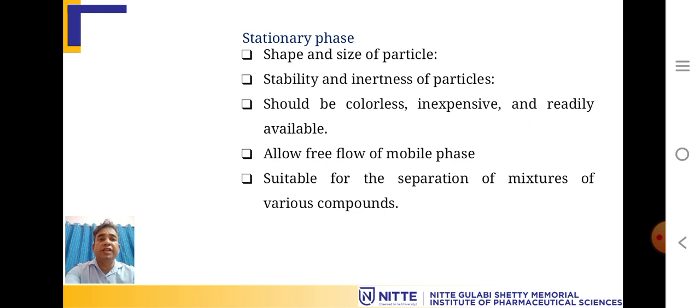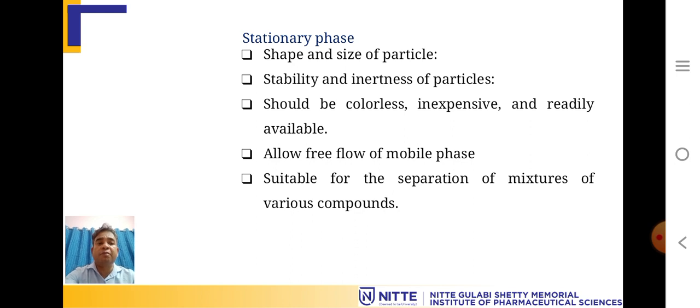So make sure when you are choosing a stationary phase, the particle size must be uniform. The shape and size of the particle must be uniform. It should not be different. It needs stability and inertness, so that it doesn't react with the sample which you have loaded. It must be colorless, so that you can see the migration of a compound happening. If it is colored, because of the color of the stationary phase, we will not be able to see the completion of the separation. So make sure that it is colorless in nature, inexpensive, readily available, allows free flow of the mobile phase, and is suitable for separation of a mixture of various compounds.